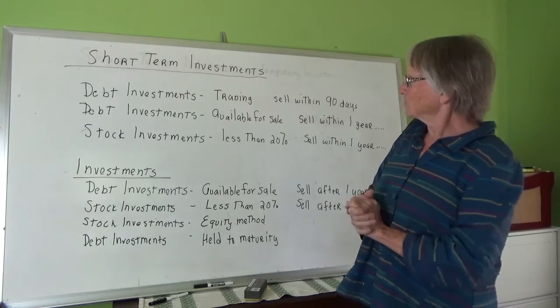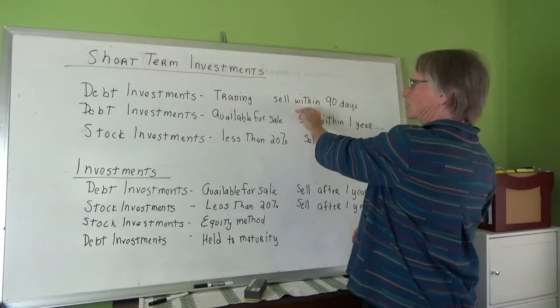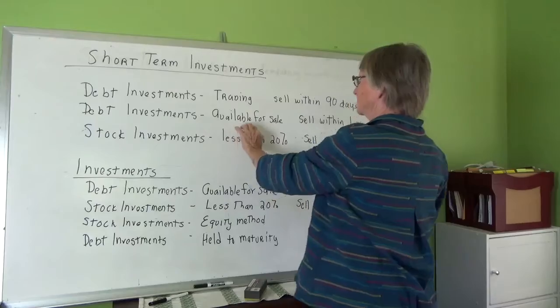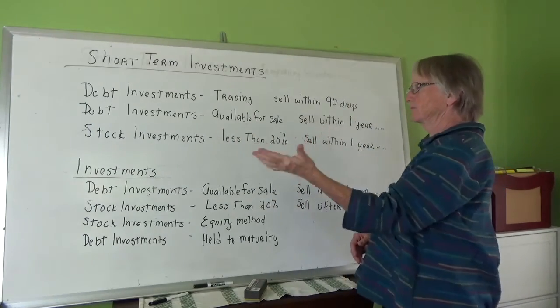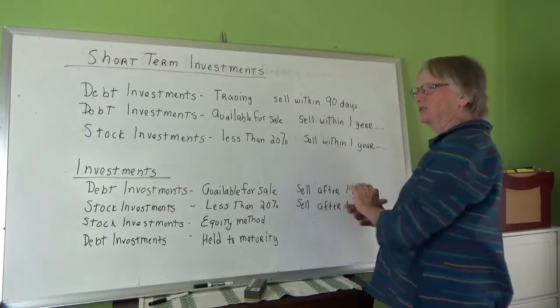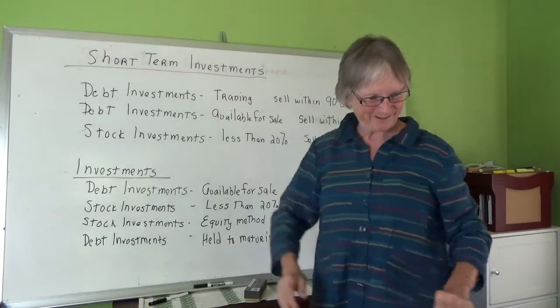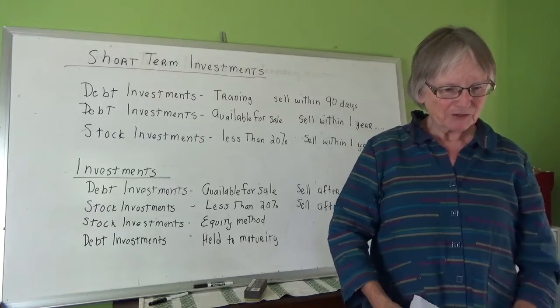Okay, but what we have to worry about for short-term, debt investments trading, if we're going to sell within 90 days, debt investments available for sale, sell within a year, stock investments, less than 20% ownership, that we're planning to sell within a year. So that's what we're focusing on right now. Okay, so just a little bit more on those.